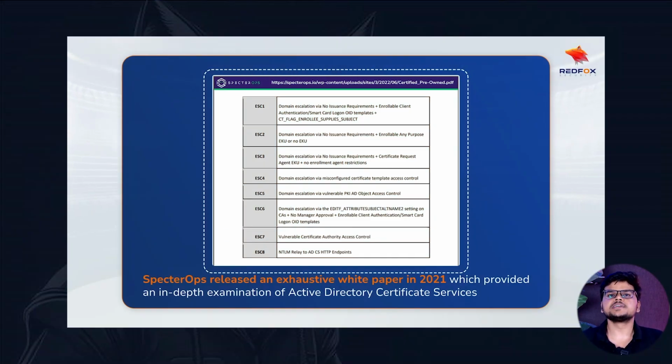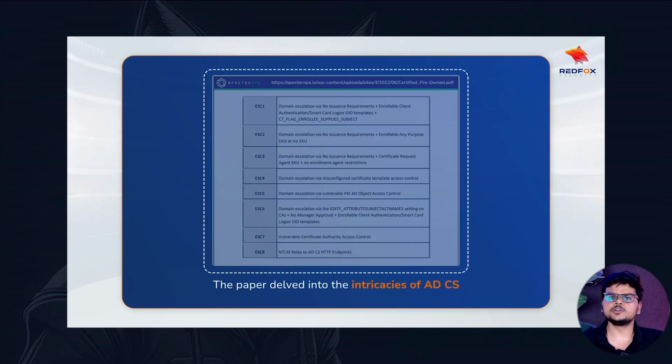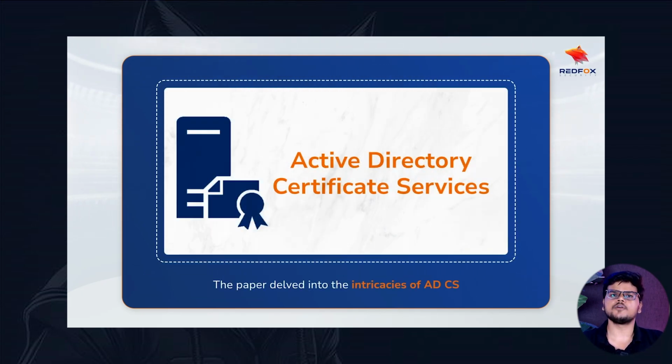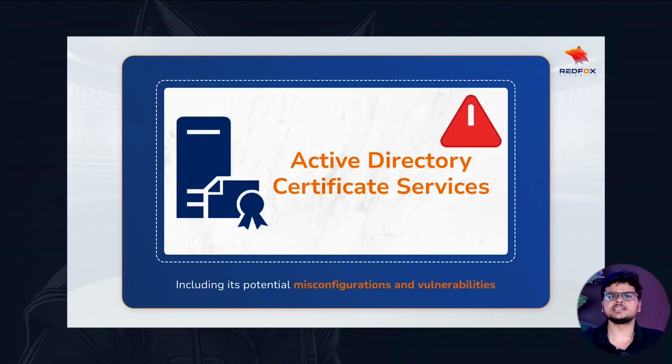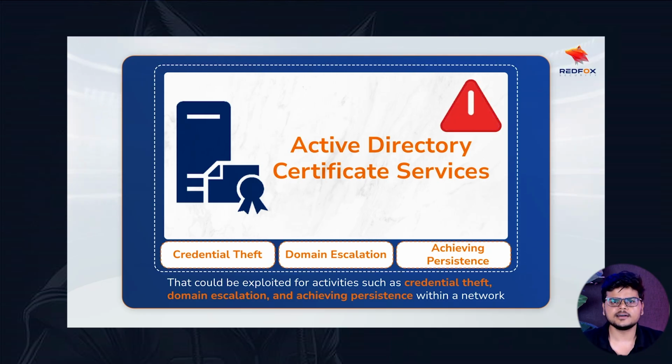Misconfigured certificate templates. Spectre Ops released an exhaustive white paper in 2021 which provided an in-depth examination of Active Directory certificate services. The paper delved into the intricacies of ADCS, including its potential misconfigurations and vulnerabilities that could be exploited for activities such as credential theft, domain escalation, and achieving persistence within a network.